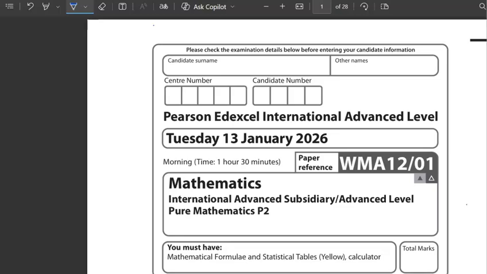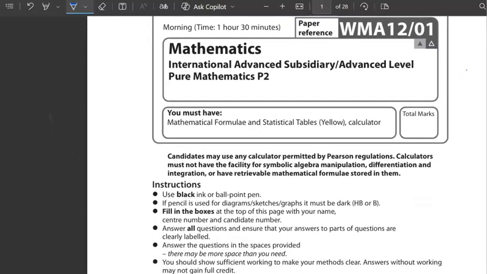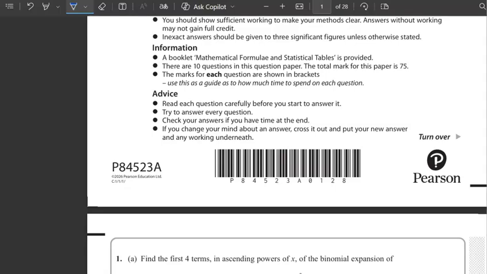Today we are going to look at Pure Mathematics 2, Edexcel for January 2026. Let's start with question number 1.